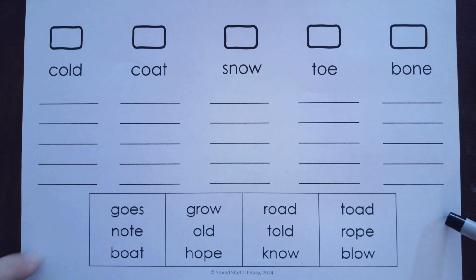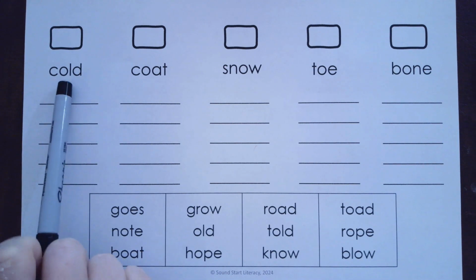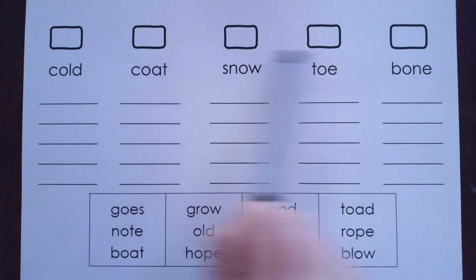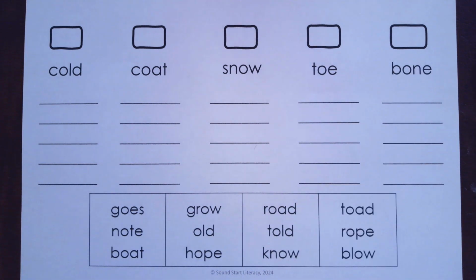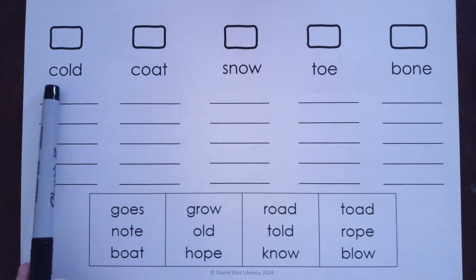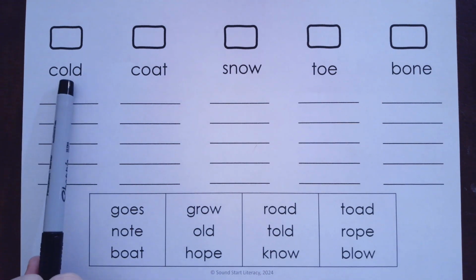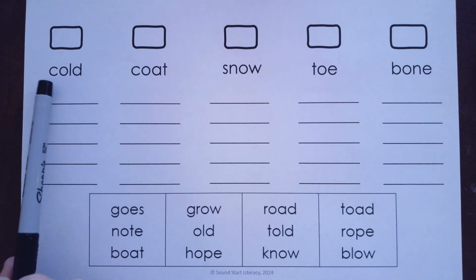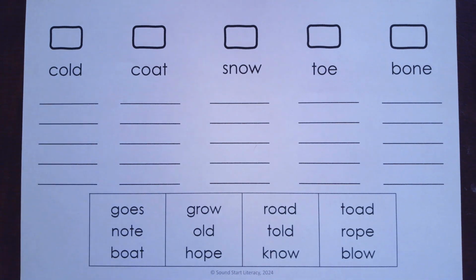This is going to be projected on the PowerPoint, and you'll see there are words up at the top and empty boxes above. That's where we're going to write the different spellings of each word. You'll begin by going through each word and telling students what the word is. So you'll say to them, this is the word cold. Tell me the sounds you hear in the word.